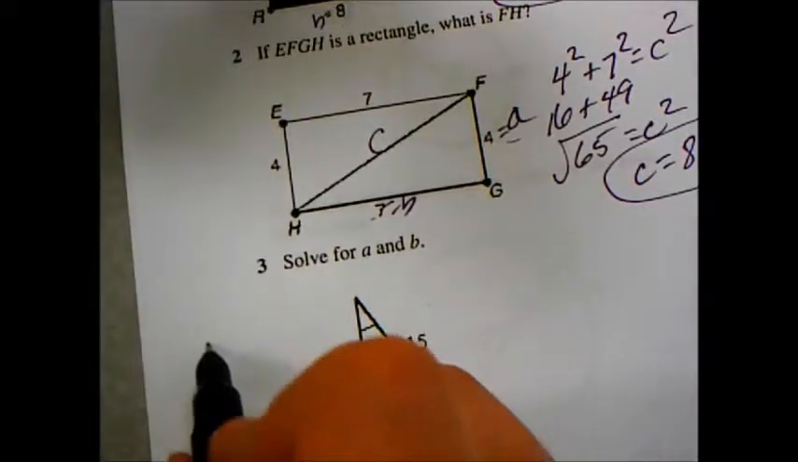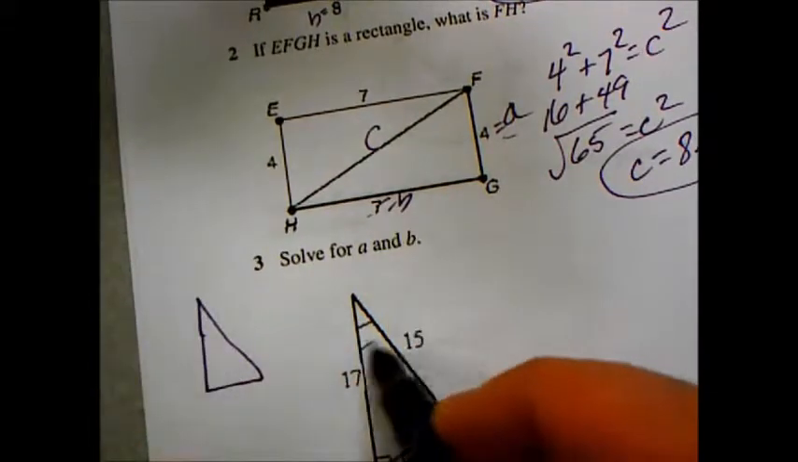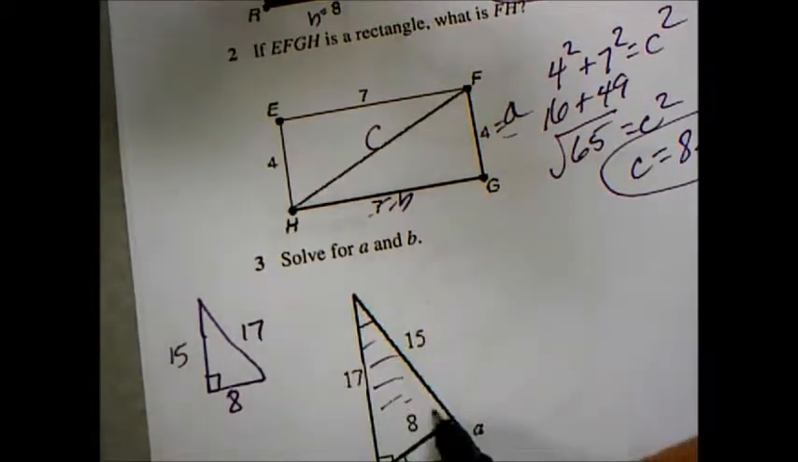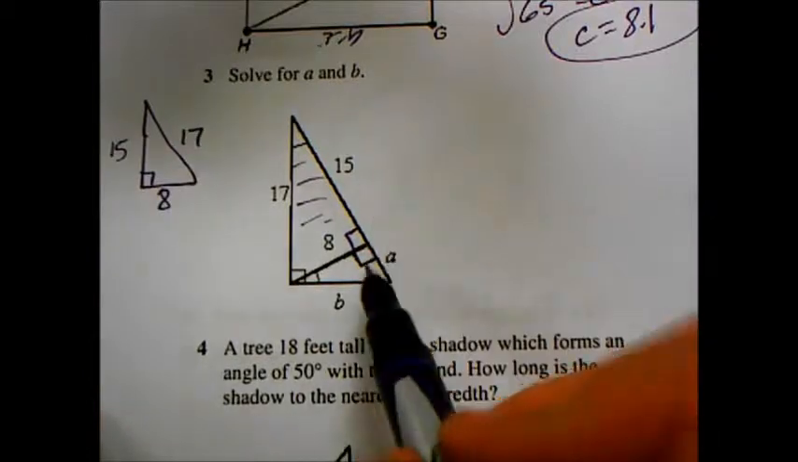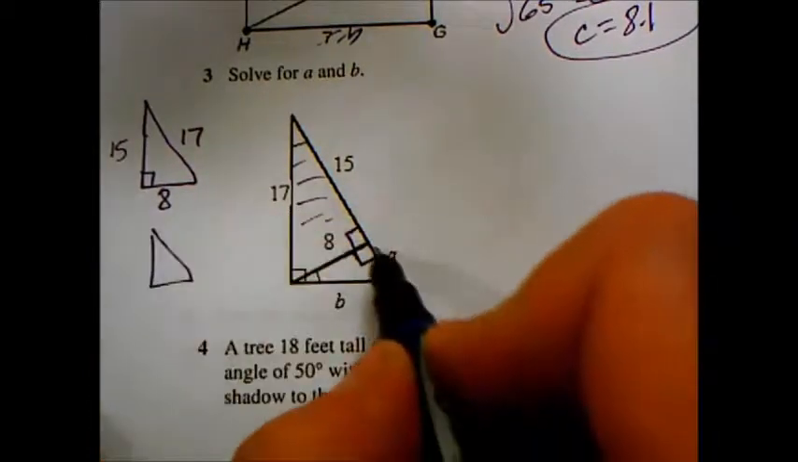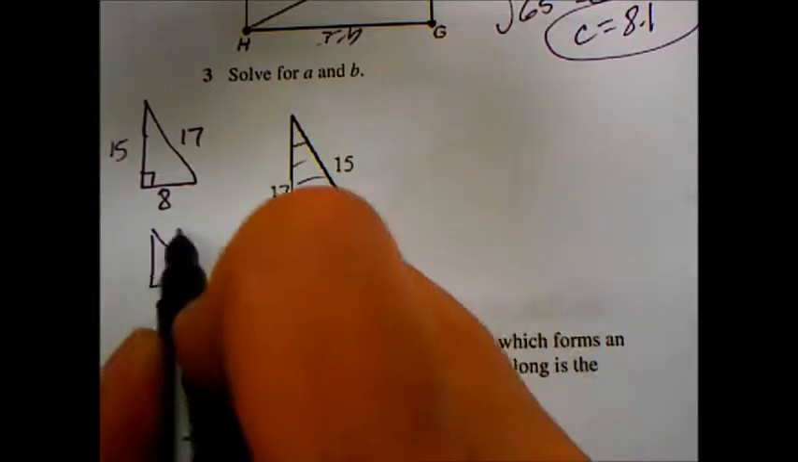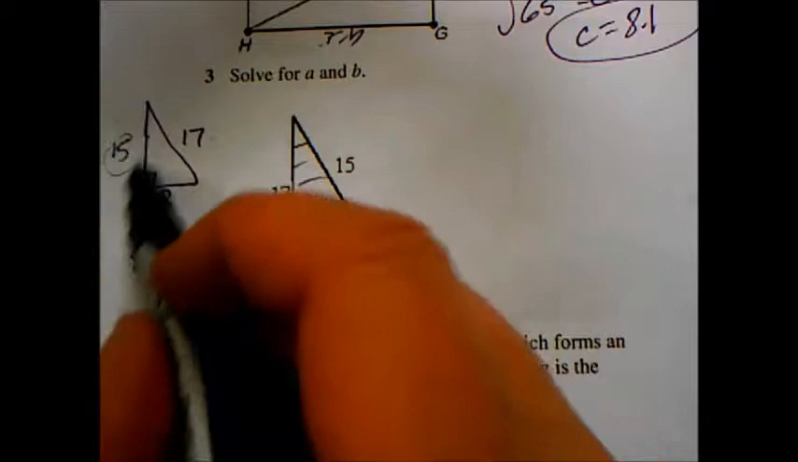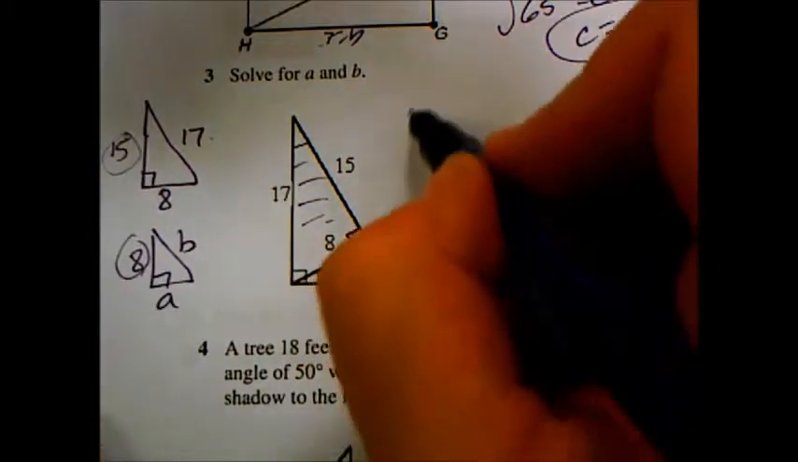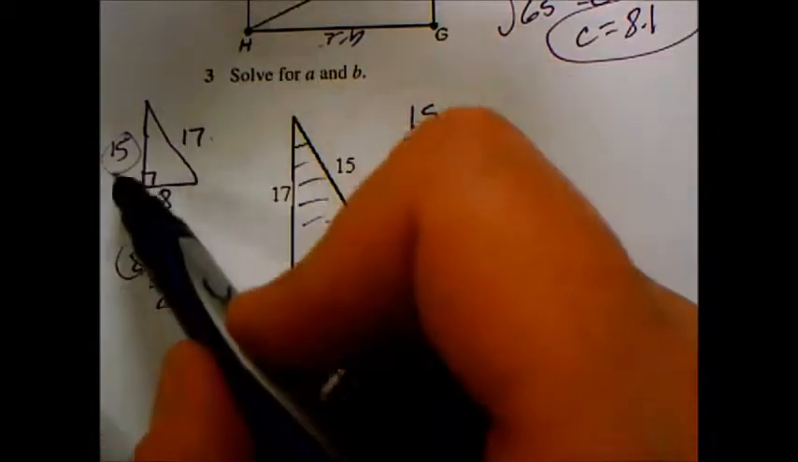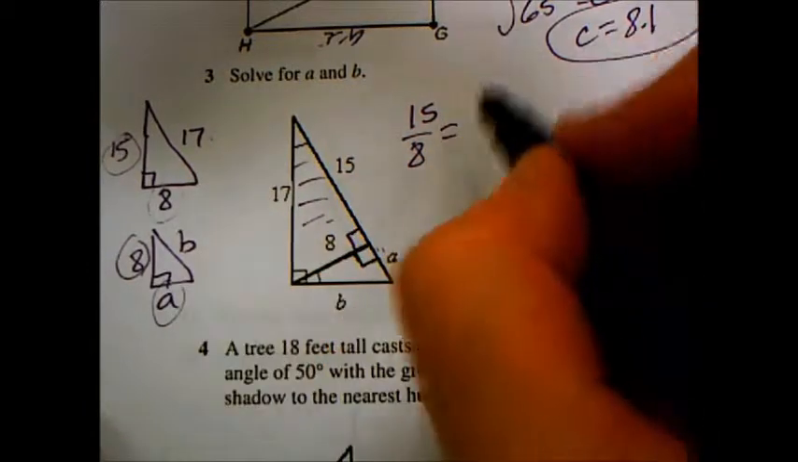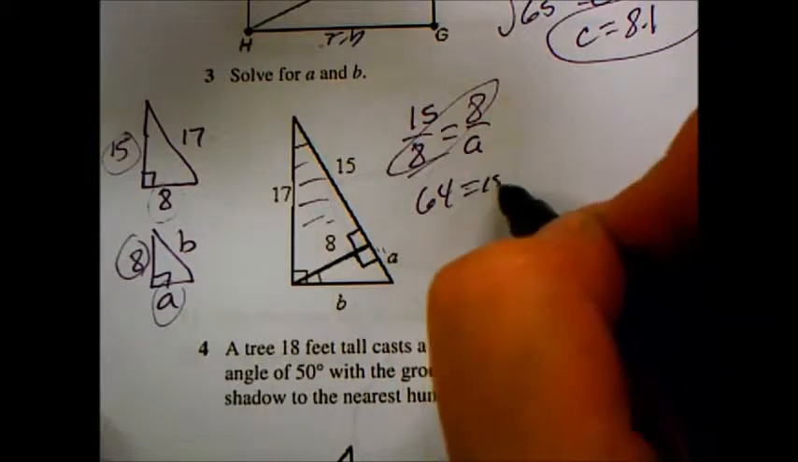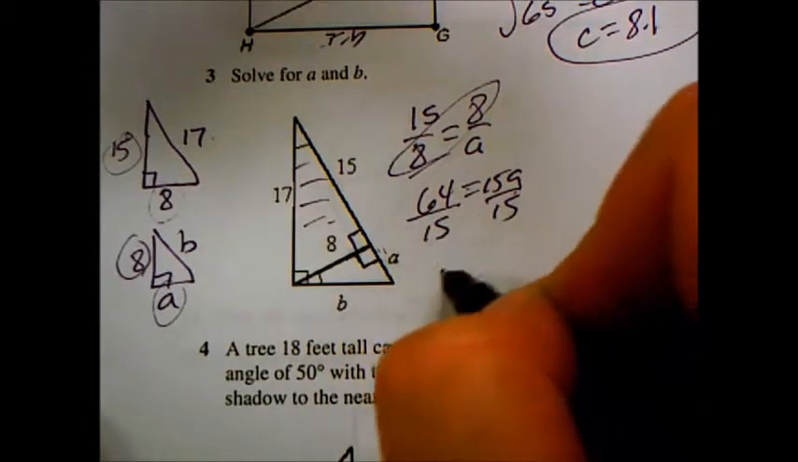On B, I took the triangles. I took this medium triangle and placed 15 by 8 by 17 because this is the right angle. And then the bottom triangle, I just flipped it around, having the shortest leg is A, the hypotenuse is B, and then the long leg is 8. And then I create a proportion. I notice that 15 and 8 are the long legs, so I'm going to start out there. So 15 and 8, I'm going to do 8 with A. And cross multiply, I get 64 equals 15A. I'm going to divide by 15 and get my A.